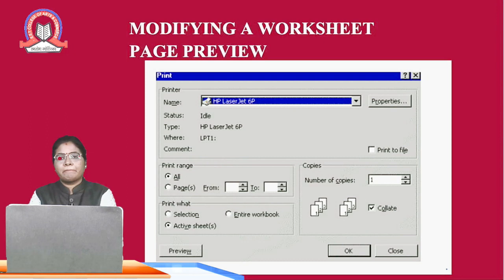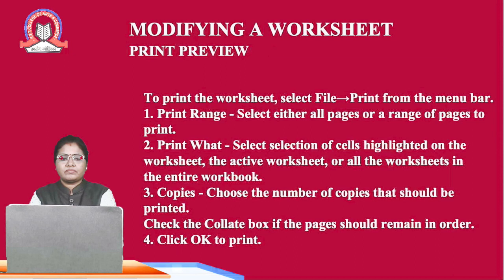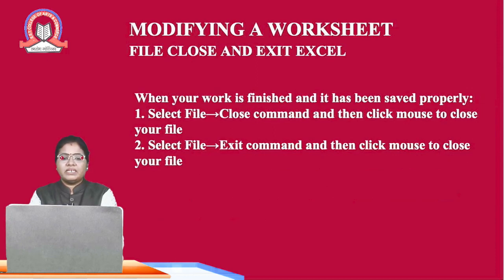After that we can preview before printing by clicking preview. After that, for confirmation of the final print, we can click print OK. So print range, print what, copies and selecting OK are the options for print preview and for file printing. When the work is finished, it is saved properly.